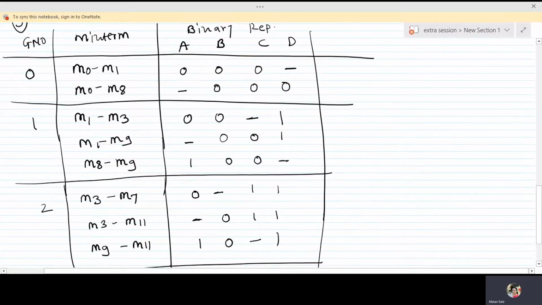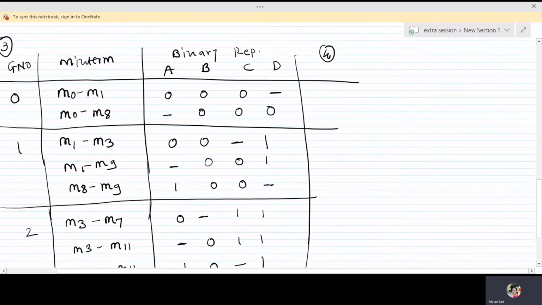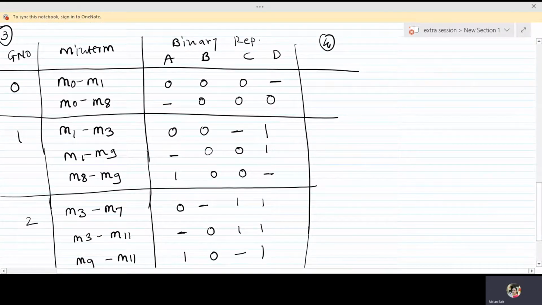Now the fourth step. Again we follow the same procedure. We have to make a grouping by comparing each minterm with the next higher group minterm. M0, M1 will be compared with M1, M3, and M0, M1 will be compared with M1, M9. Similarly, it will be compared with M8, M9. If there is one bit change, then we take them into a pair and perform the fourth step.